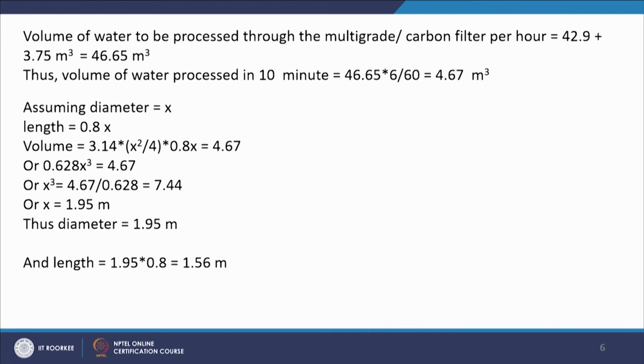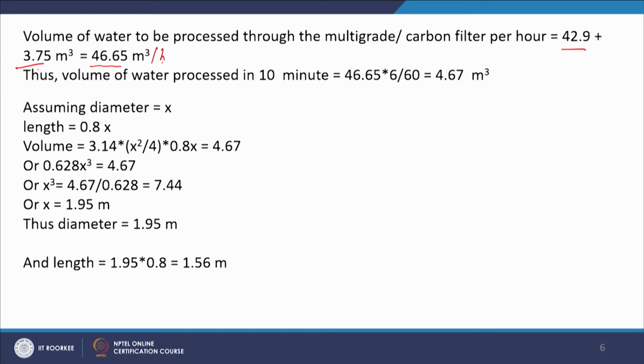So, one problem is solved. Now, in the second case we have to find out the dimension of the filter units. In this case it is a unit of tertiary treatment. Both condensate and the blow down water will be passing through it. So, the total volume of water that will pass through it is 42.9 plus 3.75 meter cube, that is 46.75 meter cube per hour basically.